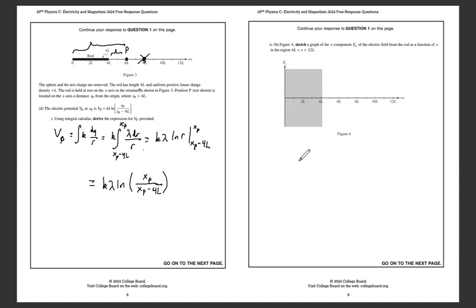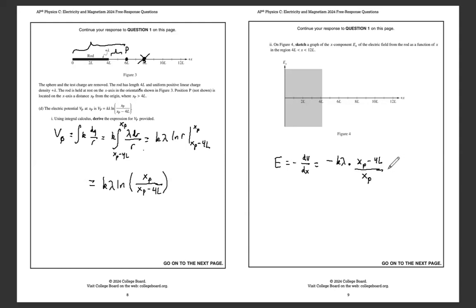to 12L. Well, we can do that because we know that E is equal to negative dV dx, right? And okay, that's fun. So you get that that's going to be equal to negative k lambda times 1 over the stuff inside of the natural log. So 1 over that is going to be xp minus 4L over xp times the derivative of everything inside.